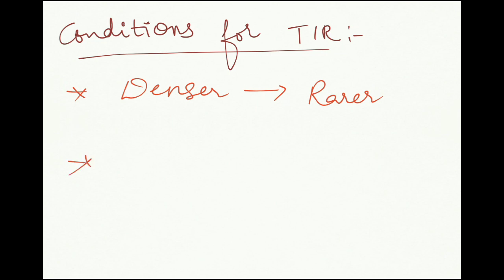The angle of incidence in the optically denser medium must be greater than the critical angle. So wait, this point seems to be very confusing. Maybe I will explain it. The angle of incidence in the optically denser medium must be greater than the critical angle. What is critical angle? Theta c is represented for the critical angle. Okay, it must be greater than that.